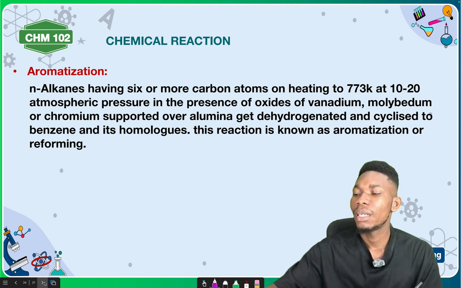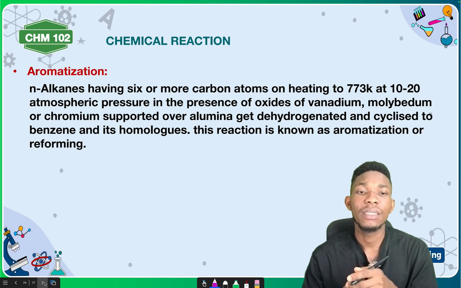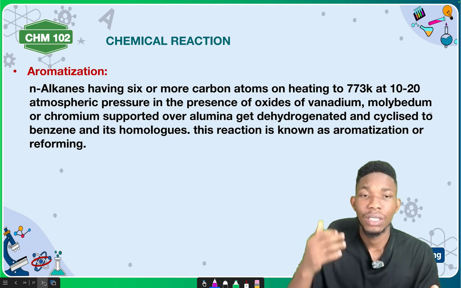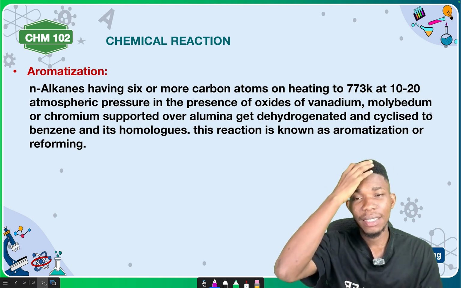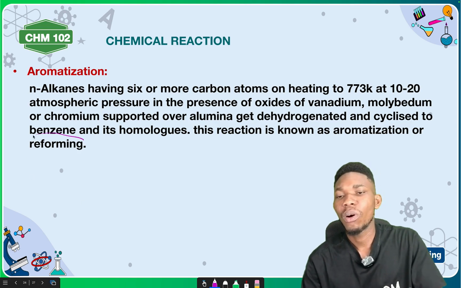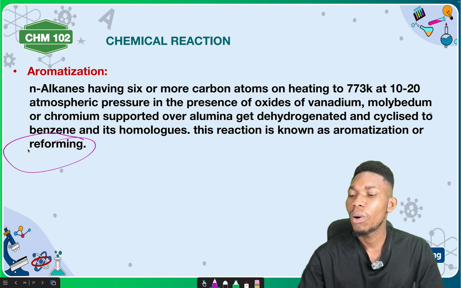Very, very important. Now, n-alkane having 6 or more carbon atoms, on heating at a very high temperature in the presence of oxides of vanadium, molybdenum, or chromium supported over aluminum, gets dehydrogenated. Dehydrogenated meaning you remove hydrogen, and cyclized to benzene and its homologues. This reaction is known as aromatization or reforming. It's known as what? Aromatization or reforming.